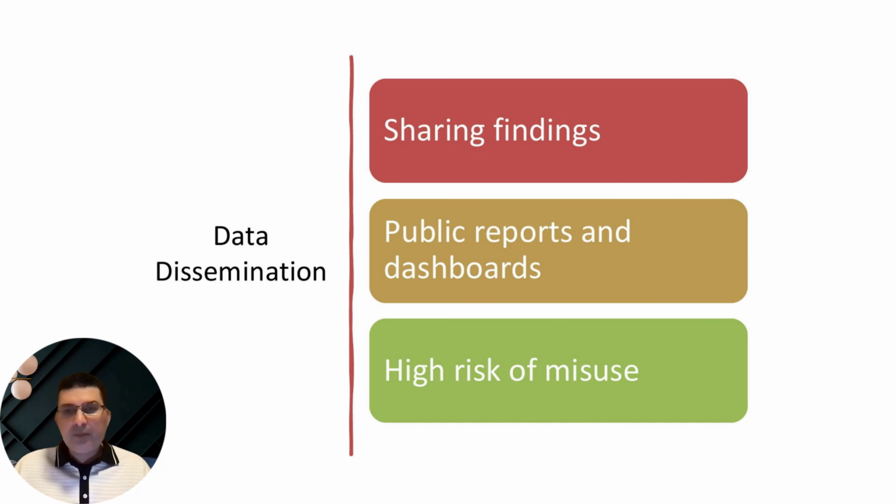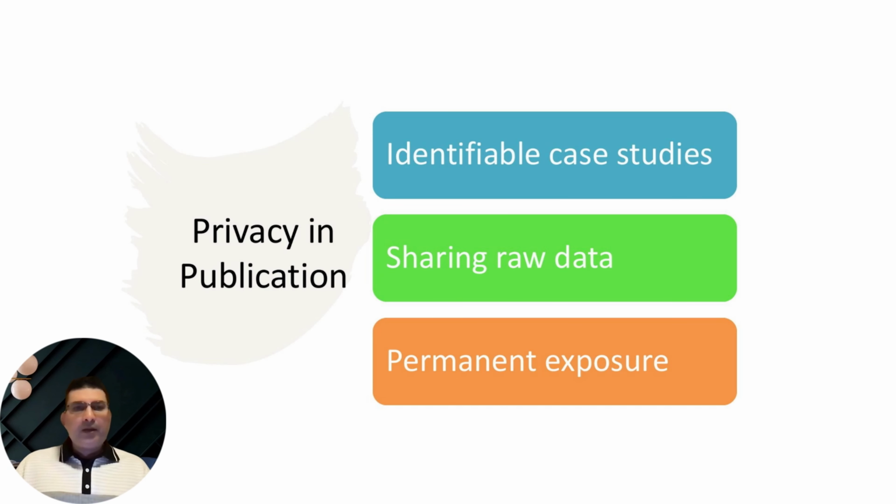Now let's move to the final stage, data dissemination. This is where we publish papers, share reports, release datasets, create dashboards, present findings. This is where the public sees your work, and this is where harm can spread fastest. Even if you protected data during analysis, you can still violate privacy during dissemination. Examples: publishing detailed case studies, showing rare combinations, sharing raw datasets, posting screenshots. I have seen papers where individuals could be identified, not intentionally, but through careless details. Once published, it's permanent. You cannot take it back.